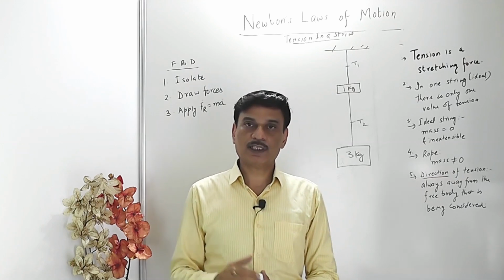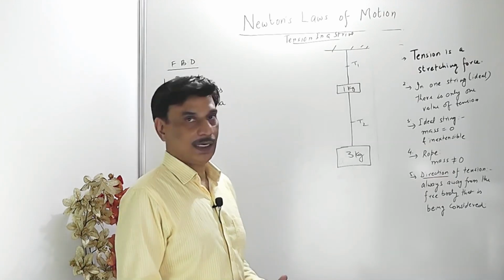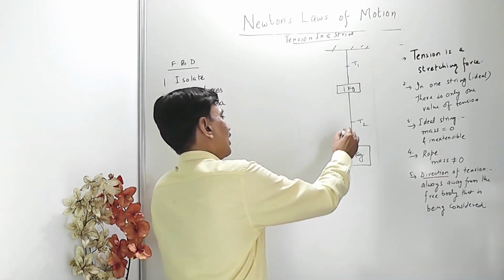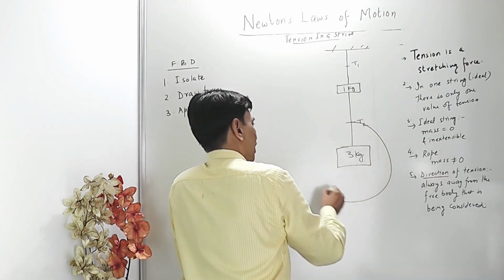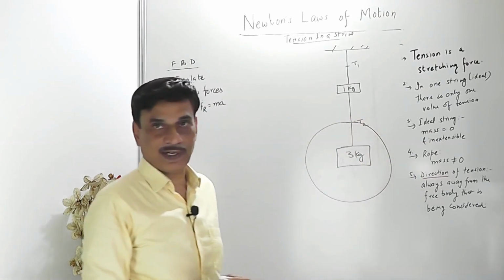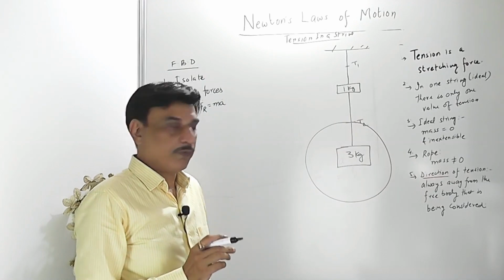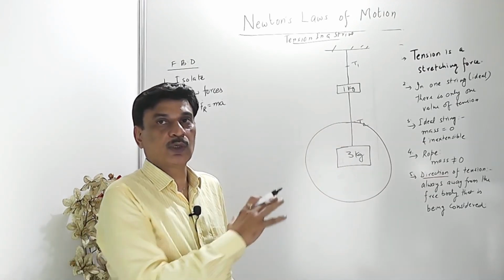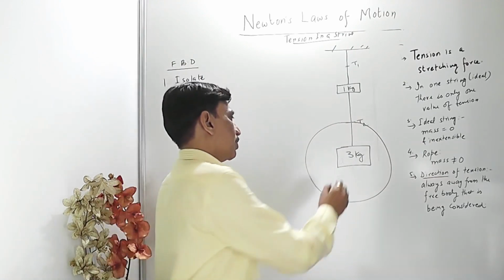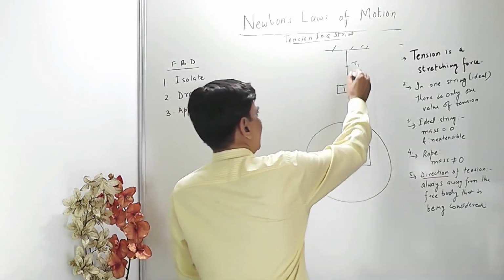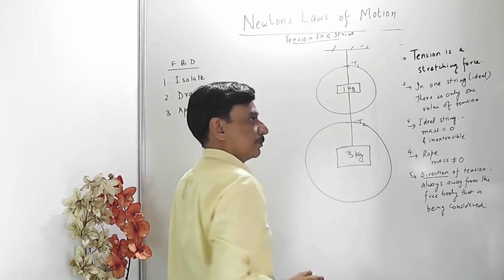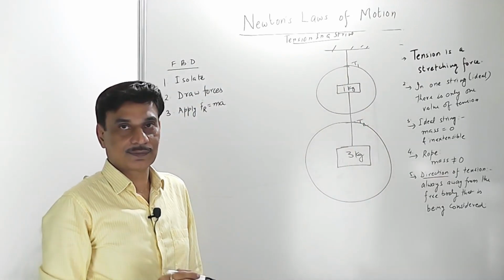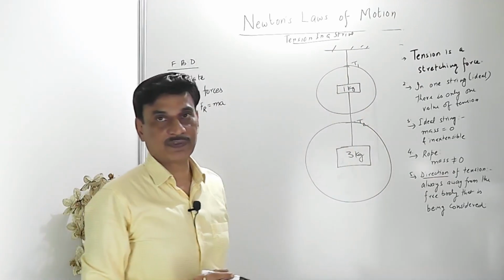First is isolate the body. Because there is a string, if we are to isolate, we just draw a circle. This is a kind of isolation. When we are concerned about this body, we shall be looking only within this circle. So this is one body we see, and this is the second body, the 1 kg block. This isolation is done for these two bodies.